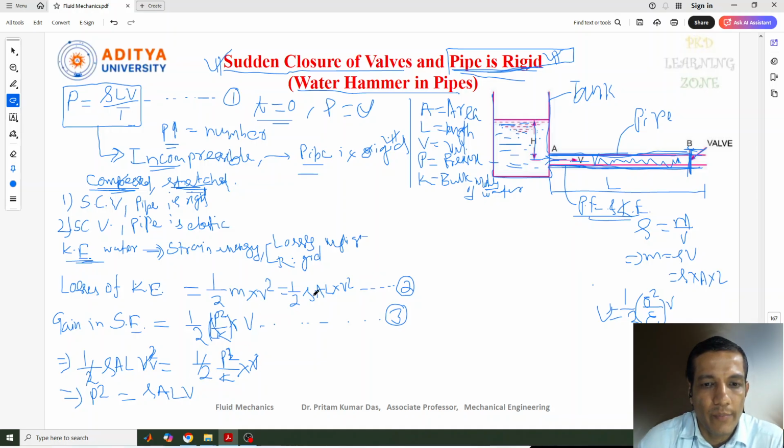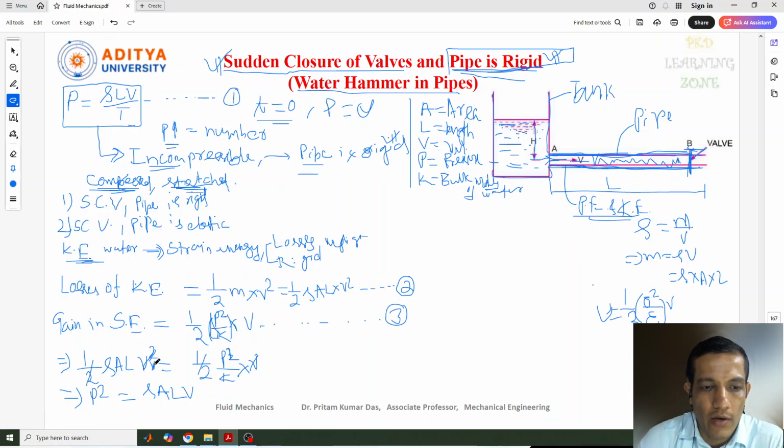So this is half m v square. Here v square is there, and on this side we have half into P square by K into V. Here V is the volume, whereas on the other side it is actually velocity. So the volume cannot be cancelled here.